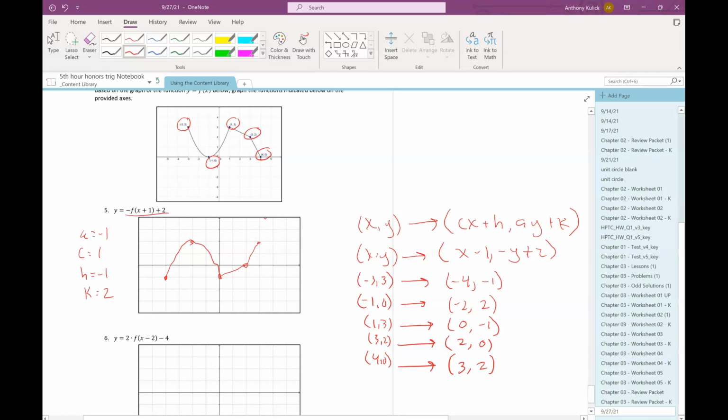So it's going to look like that. Does that feel okay? Yeah, I'm just confused about how you got x minus 1 and y plus 2. Oh, okay. So my a is negative 1. Negative 1 times y is just negative y. And my k is 2, so just plus 2.